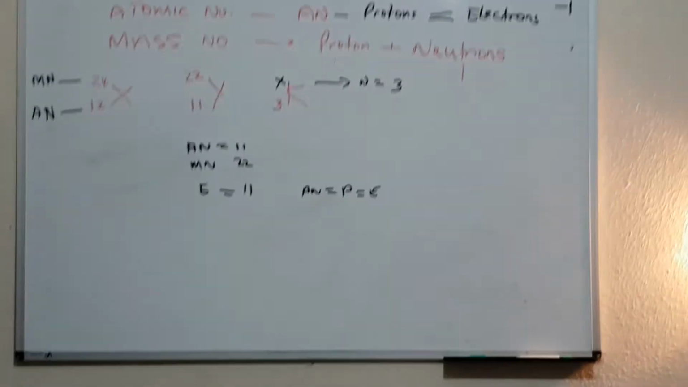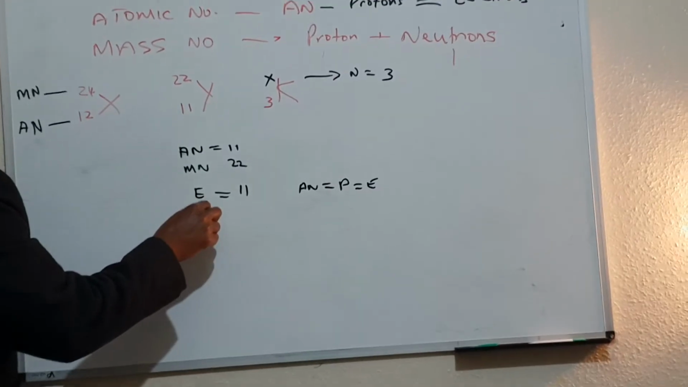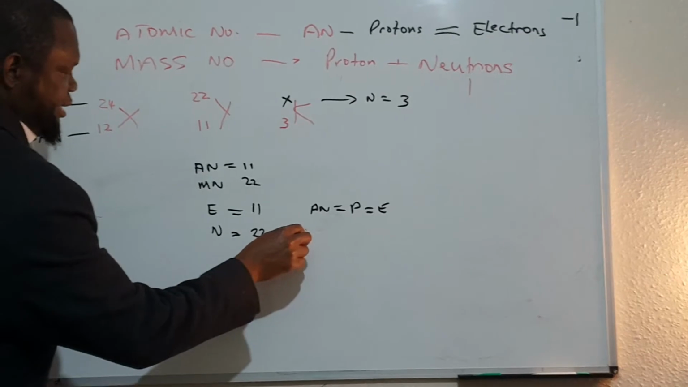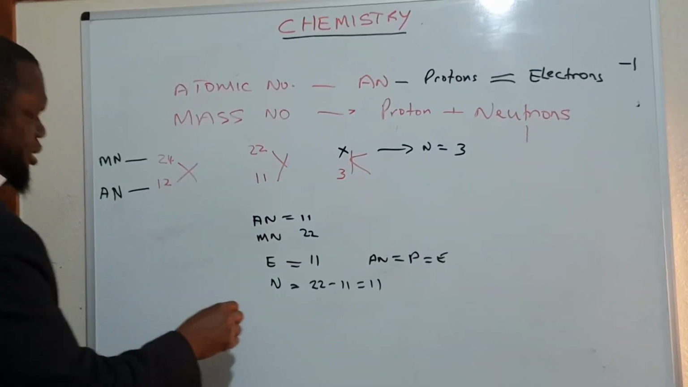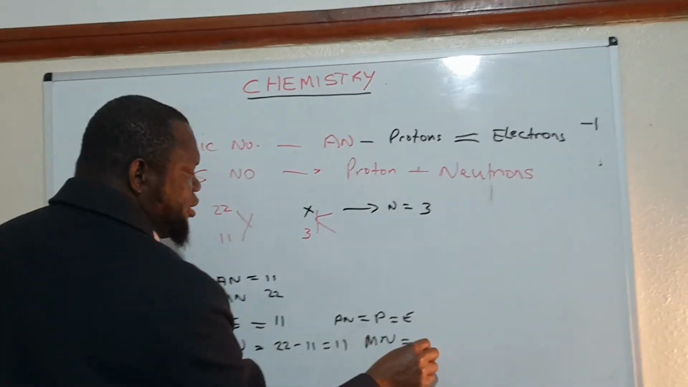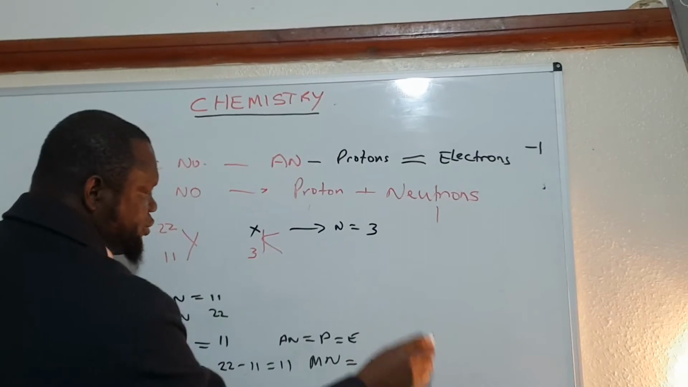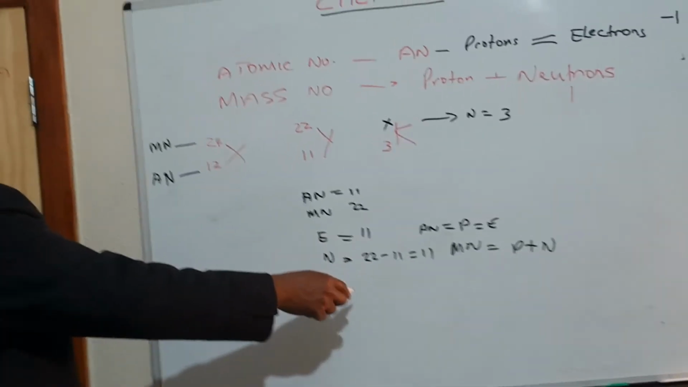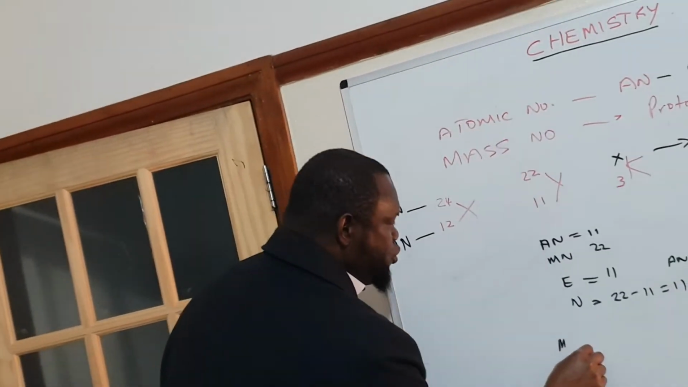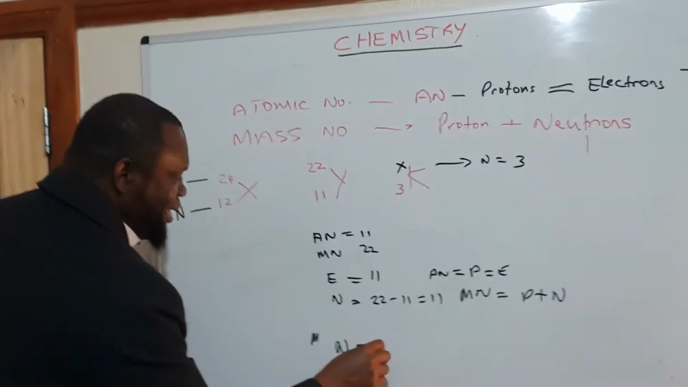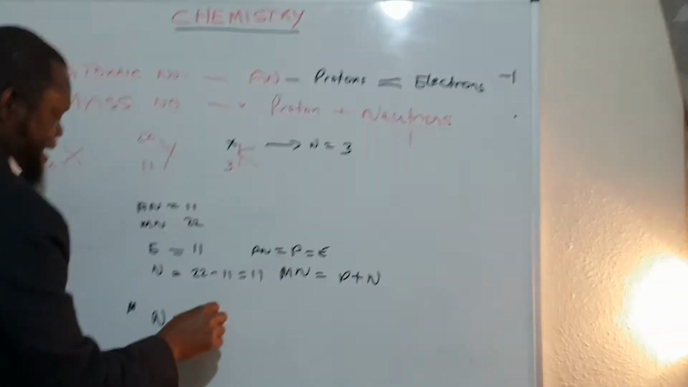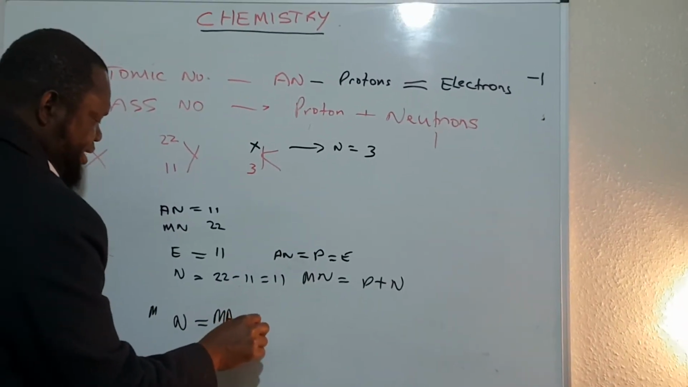So what is the number of neutrons? It will be 22 minus 11, which is 11. Why? Because the mass number is equal to protons plus neutrons. So if we know one, we can subtract one from the other. Basically, neutrons is equal to 11: mass number minus atomic number.